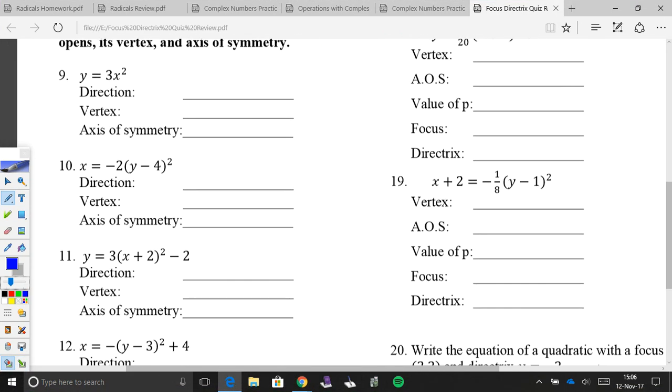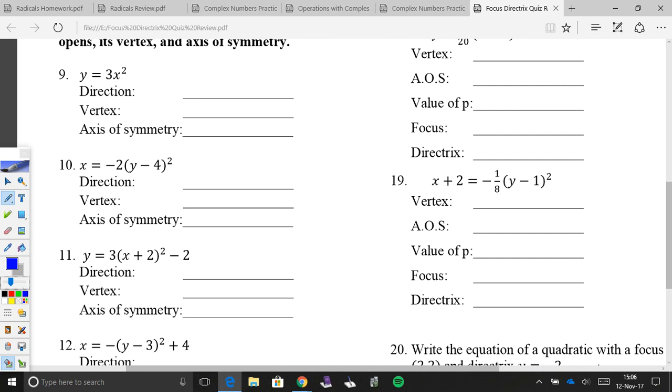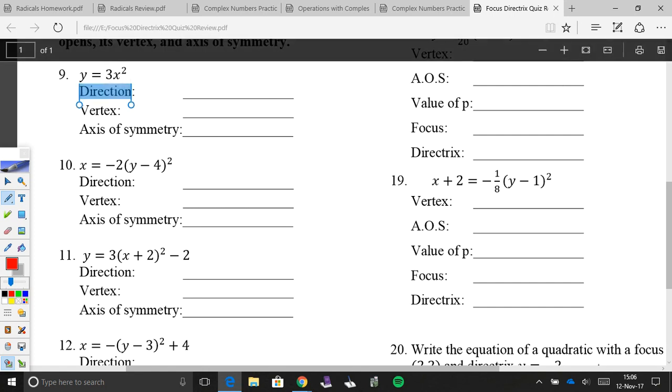Number 9, 10, 11. I'll probably just do one or two of these. Number 9, direction. So I'm just basically wondering whether this opens up or down or left or right. Now, notice it's an x squared.